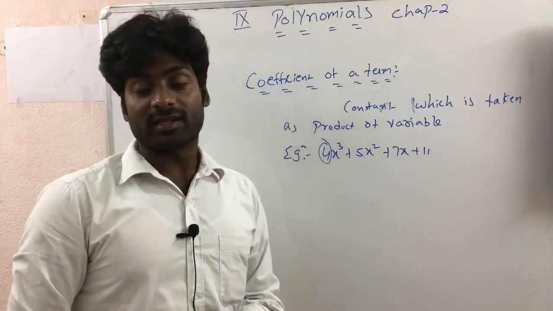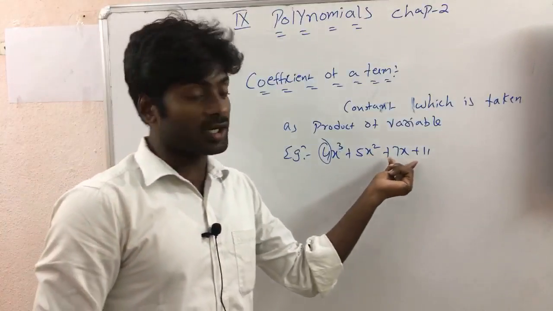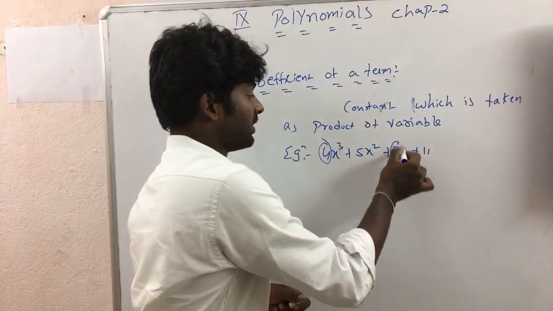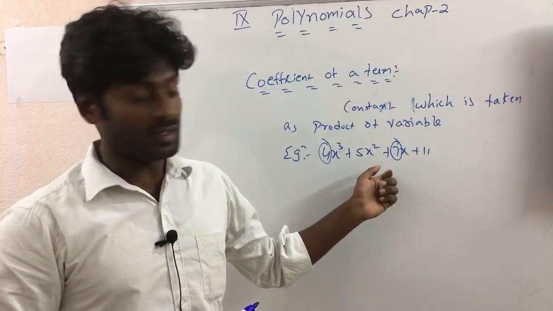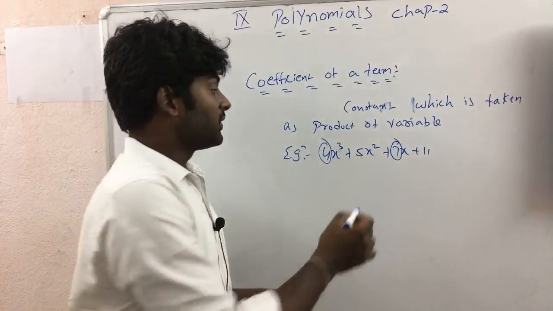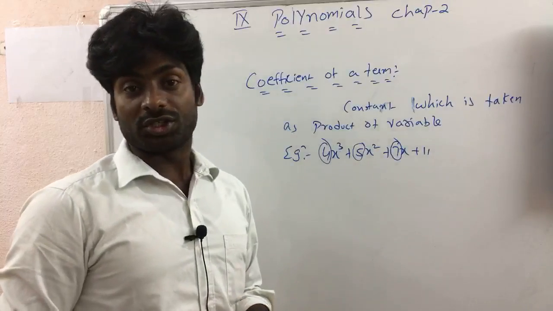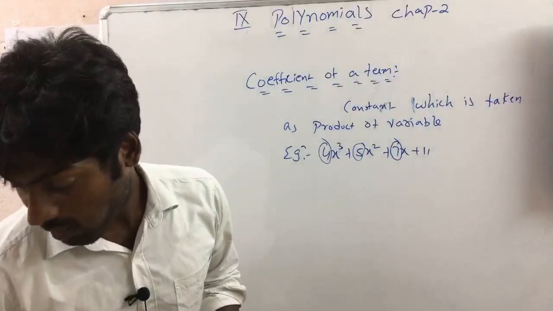What is the coefficient of x? It is nothing but 7. And the coefficient of x square is 5. Everyone who is watching can type the answers in the chat box.